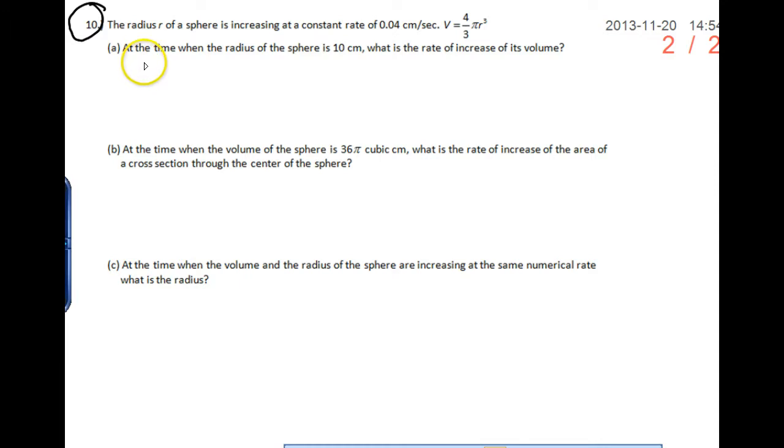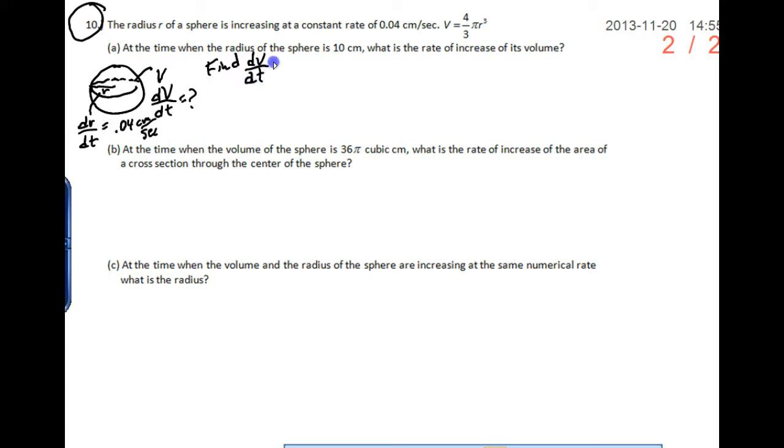increase of its volume? All right, so if we think about a picture, here's a sphere, and it has a particular radius, which is changing, so we have a dr/dt. Now, we are told that the radius of the sphere is increasing at a constant rate, so that would be 0.04 centimeters per second, and it is positive because it is increasing. And then we also have the volume, which is changing at a rate dV/dt, which we do not know. The problem says to find dV/dt when what is true? Well, at the time when the radius is 10, so when r is 10.